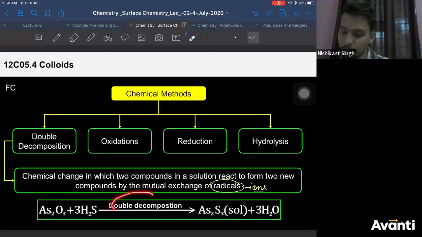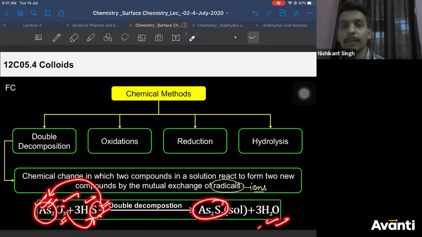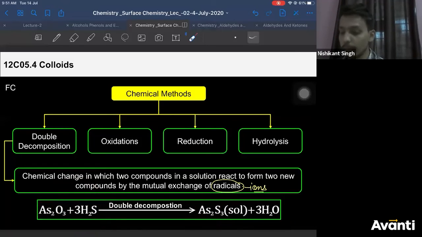So double decomposition takes place. This will also break, this will also break. So arsenic will exchange its anion oxide with sulfide. So instead of oxide, sulfide will come, and instead of sulfide, oxide will come. So what will you get? Hydrogen will combine with oxygen to form H2O. Arsenic will combine with sulfur to form arsenic sulfide. And the arsenic sulfide which you get here is in colloidal range.